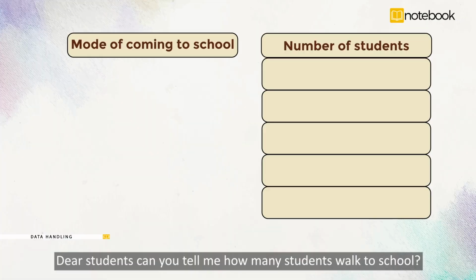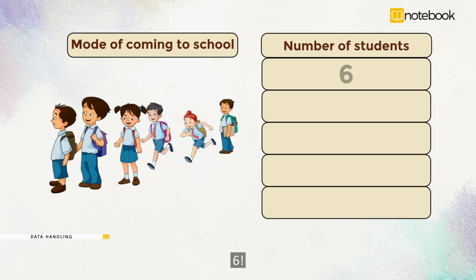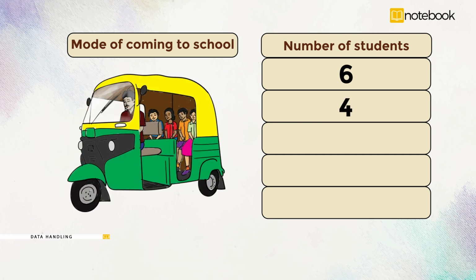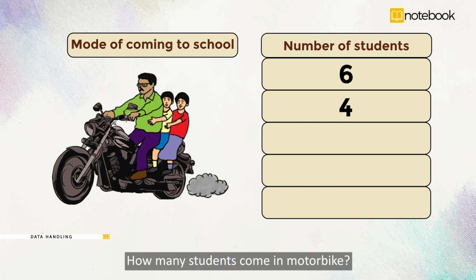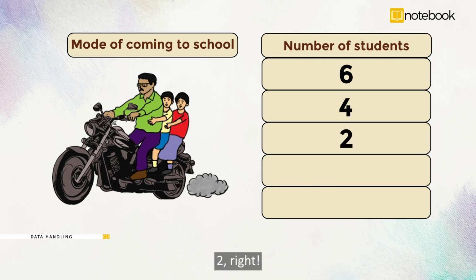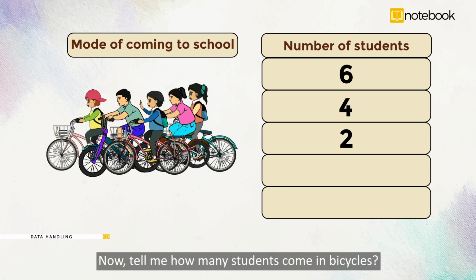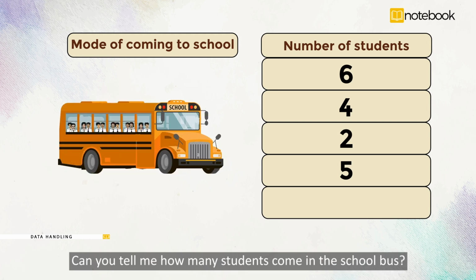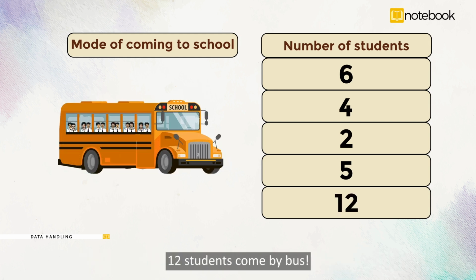Dear students, can you tell me how many students walk to school? 6. How many students take the auto? 4. How many students come in motorbike? 2, right? Now, tell me how many students come in bicycles? 5 students. Can you tell me how many students come in the school bus? 12 students come by bus.